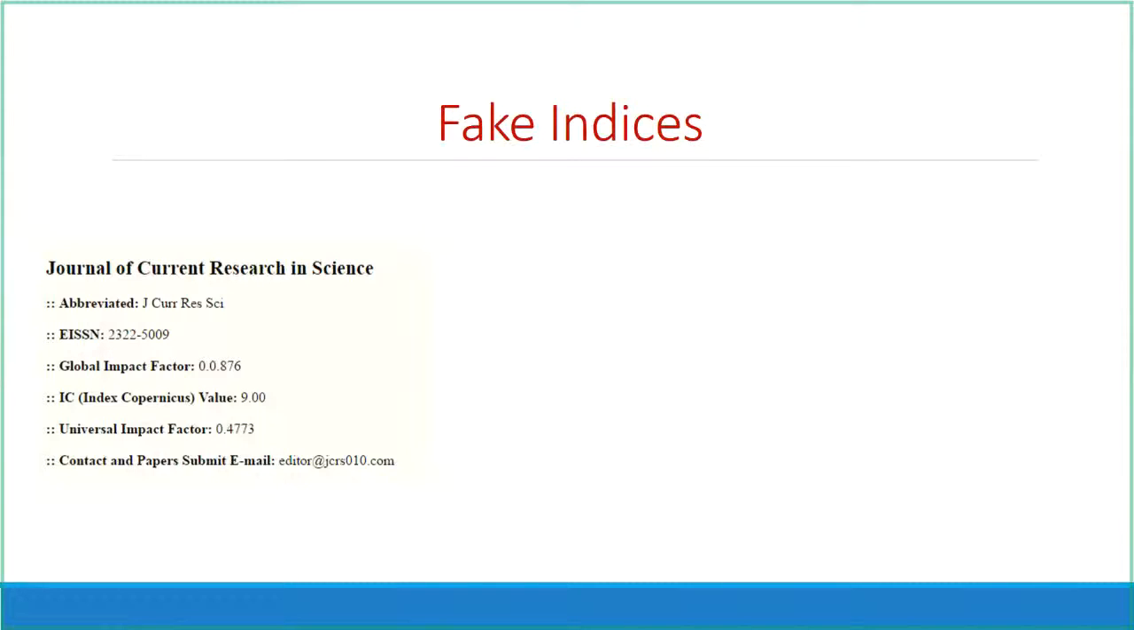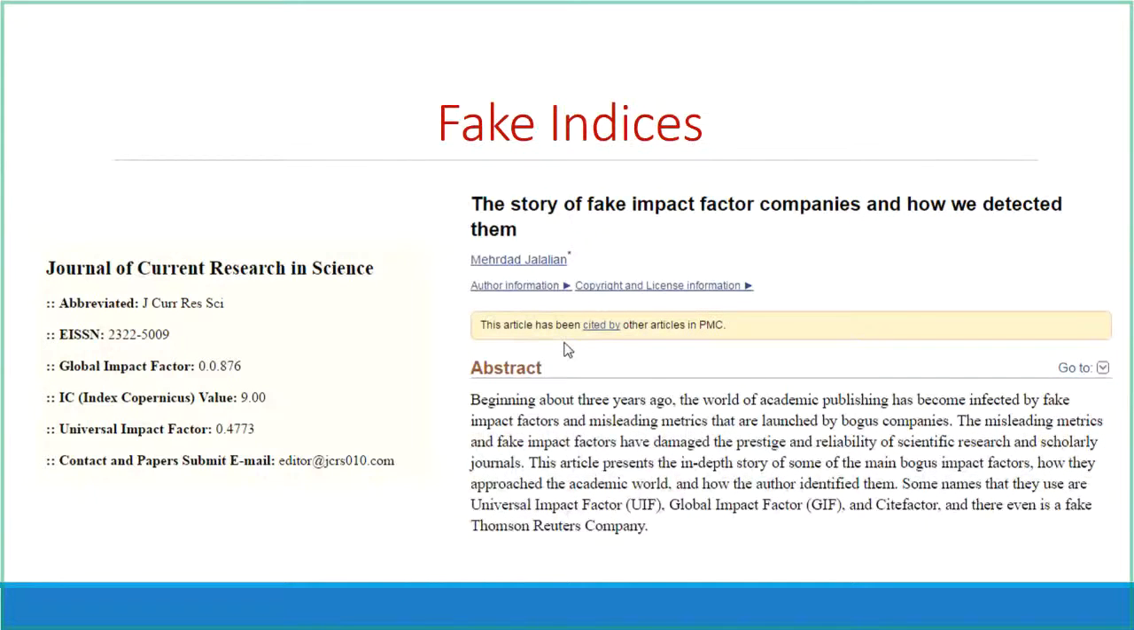Next thing to look out for is fake indices. So, Journal of Current Research in Science, that looks like a lot of different impact factors and indices for saying that it's good. And here's another PMC article about fake impact factor companies. A universal impact factor does not actually exist. Global impact factor does not actually exist. I have not checked out Index Copernicus. I forget if that actually exists, but I'd be wary about it considering the others.